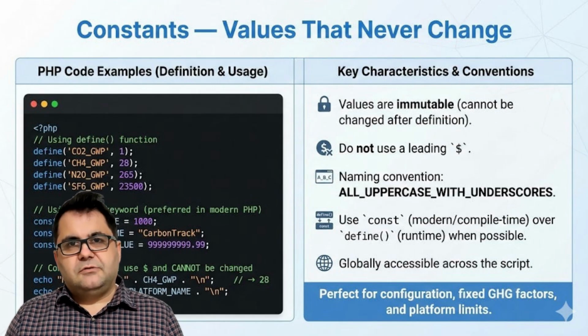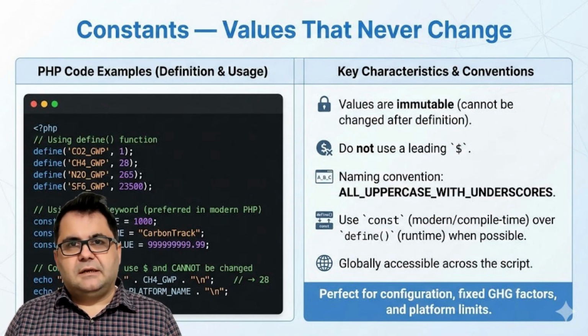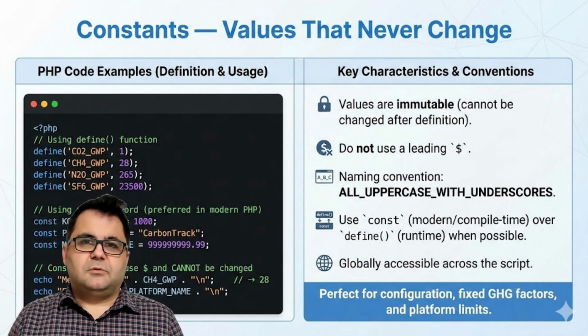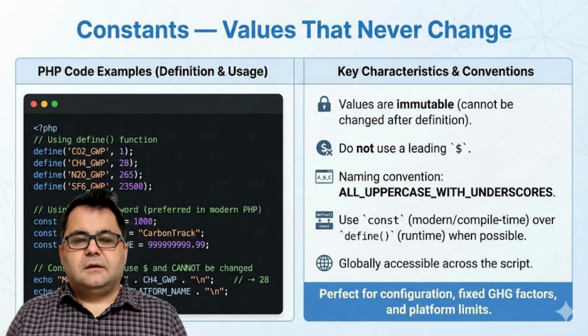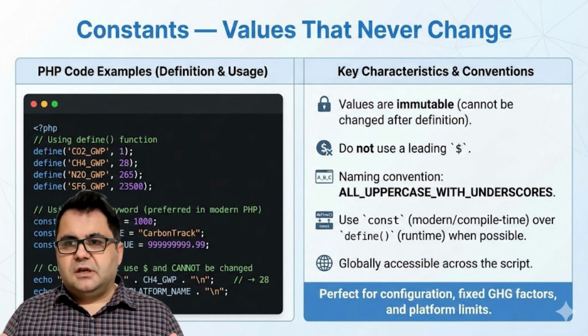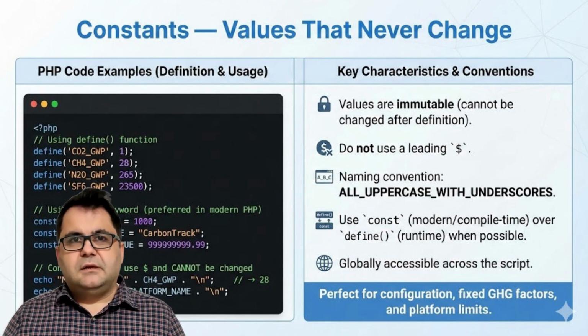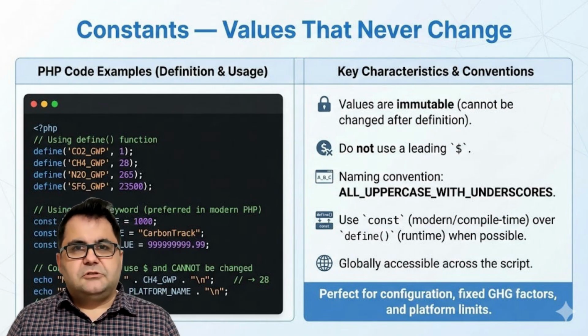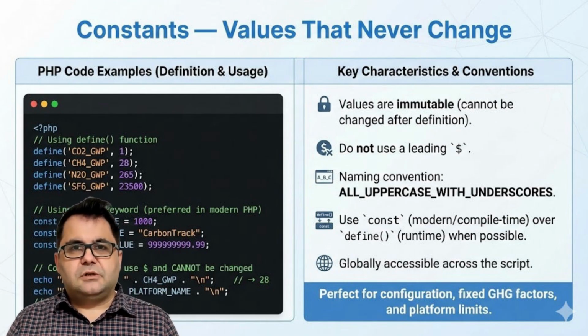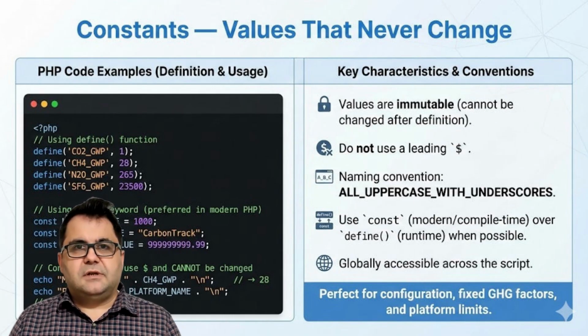There are two ways to define constants: define and const. The const keyword is preferred in modern PHP for class-level constants. Notice that constants don't use the $ sign, and by convention, they're named in all caps with underscores. We'll use constants extensively for emission factors, unit conversions, and configuration values.